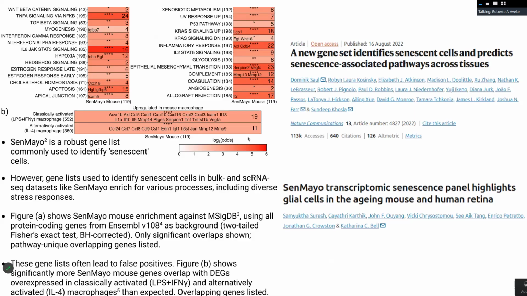And another issue with Sen-Mayo is it's overrepresented within activated macrophages, for example. So we have classically activated mouse macrophage and alternatively activated macrophages, and Sen-Mayo is overrepresented in both. And so again, this is an example of when a gene list like this can result in false positives.